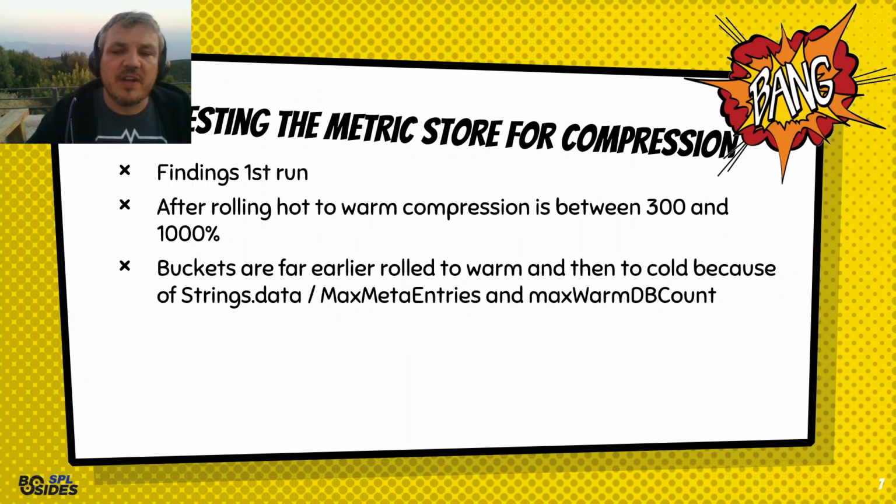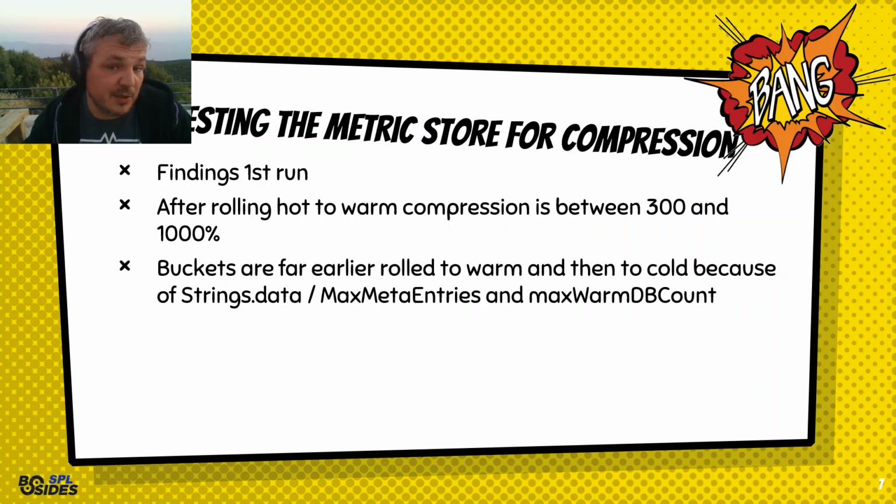So the first run that I did, with 68 metrics, I found that I have a compression after rolling hot to warm, which is important, right? Hot is not optimized, right? The warm compression was between 300 and 1000%. In real numbers, a single gigabyte of metric data ended up as 3 up to 10 gig on disk, and I was just like, wow, that's way too much. What's happening, right? And I never had that problem. And I know that some of my colleagues, the Splunk Trust, had that topic earlier, but I wasn't aware of it.